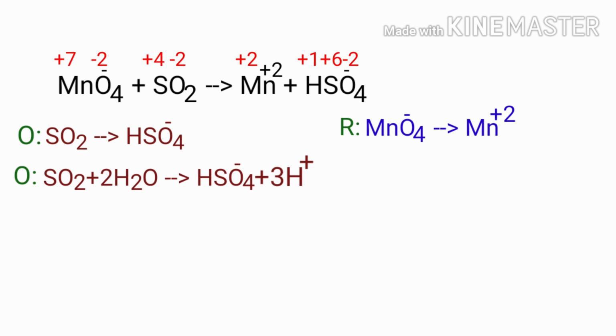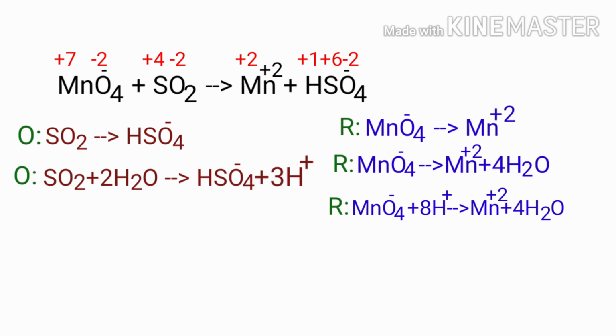Now you can balance the number of atoms in the reduction half reaction. In the reduction half reaction, to balance the oxygen atoms, you can produce water molecules. Now you can balance the hydrogen atoms. To do this, you can produce H plus ions. The number of atoms in the reduction half reaction is balanced.